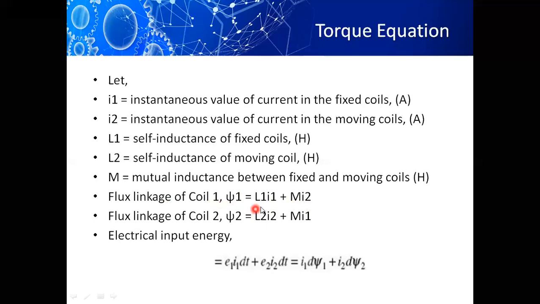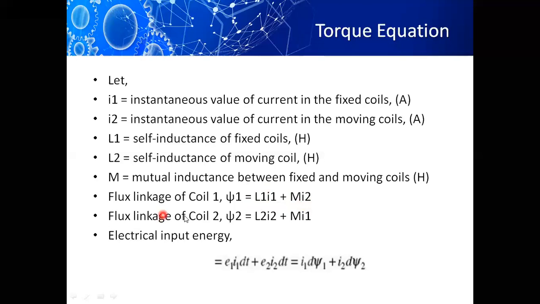Flux linkage is equal to inductance times current. Hence, the flux linkage of coil 1 is L1, the self-inductance of the fixed coil, into I1, plus mutual inductance M into I2. So this I2 is the current through the moving coil.